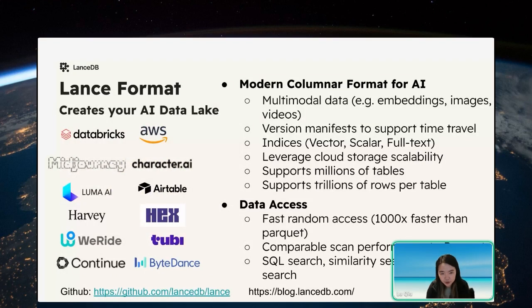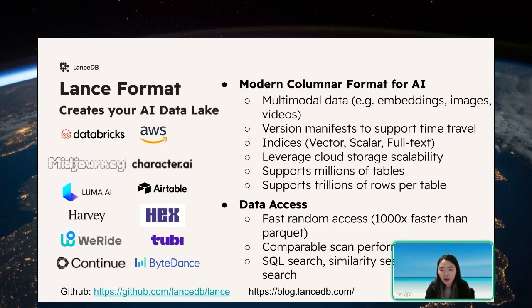The solution that we created, a foundational piece, is called Lance format. Lance format is the foundation of creating your AI data lake. It's a modern columnar format for AI. Compared to the old columnar format like Parquet, this format allows you to store much more things, like multimodal data: embeddings, images, videos. So even if your table contains some small fields like ID and some large cells like videos and images, you can put them all together in this Lance format on cloud storage.